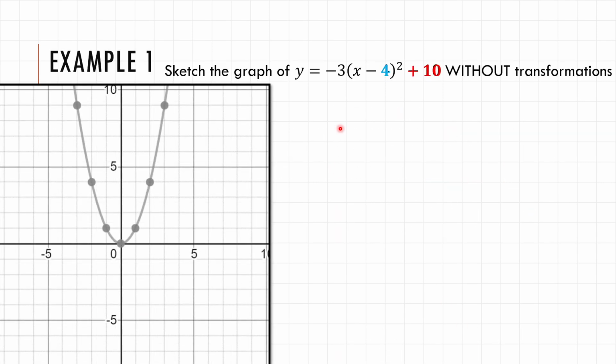In this example, we're going to actually sketch that same parabola here without using any transformations. So in fact, this is where y equals x squared would be, but I don't even really need that. All I need to know is the vertex is at (h, k). And so that's going to be at (4, 10).